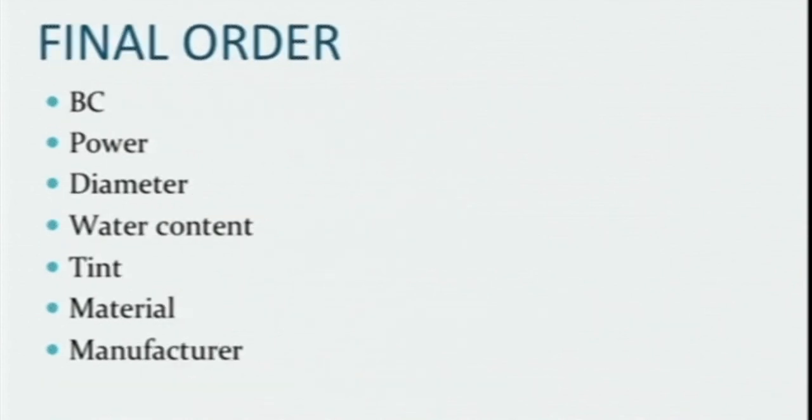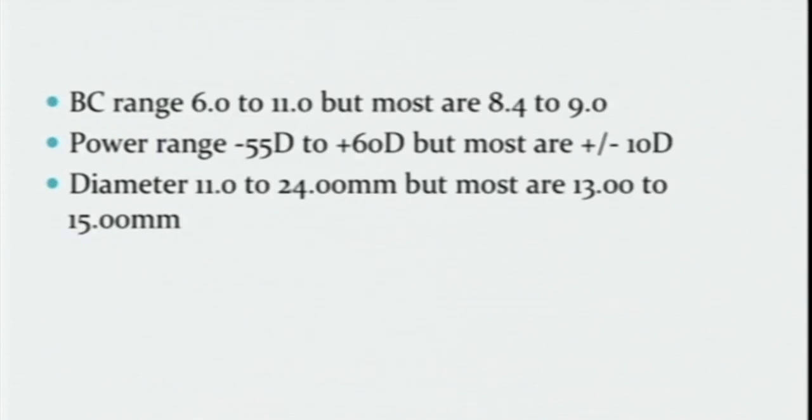The final order of the contact lens should contain a base curve, the power of the lens, the diameter, water content, tint, material, manufacturer. This is for theory. But outside, for prescription, we can have a base curve, power mentioned, and anyway, we are going to talk about the tint, whatever is necessary for the patient. The base curve ranges from 6 to 11, but most are between 8.4 to 9. The power range is also different.